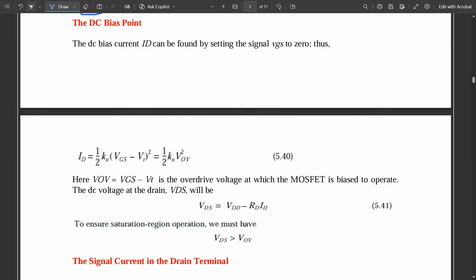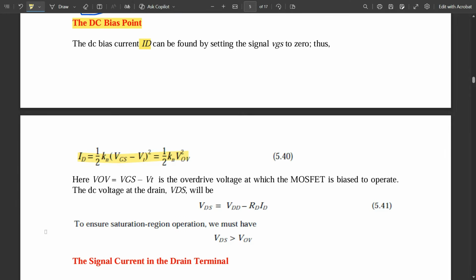So the first parameter which we are going to be discussing in this small signal operation is the DC bias point. Okay, so we have an expression for that. You should be knowing some parameters with respect to the bias point, that is the DC bias current ID can be found by setting the signal vgs to 0. Thus, we could conclude that ID is equal to half Kn into (VGS minus VT) the whole square.